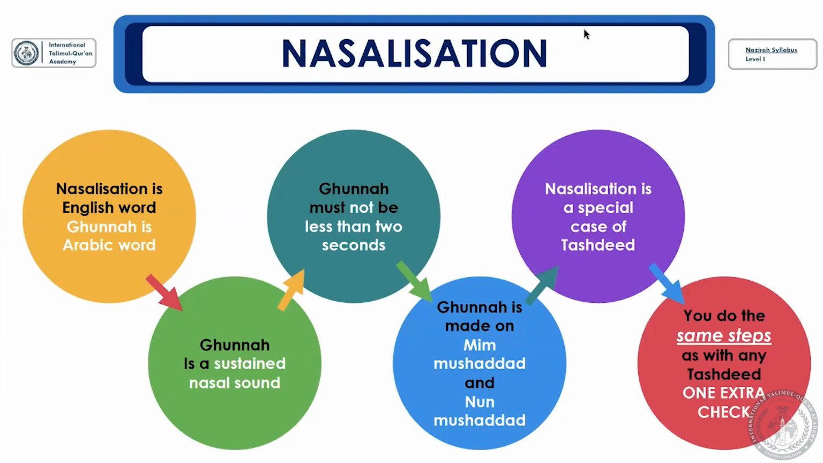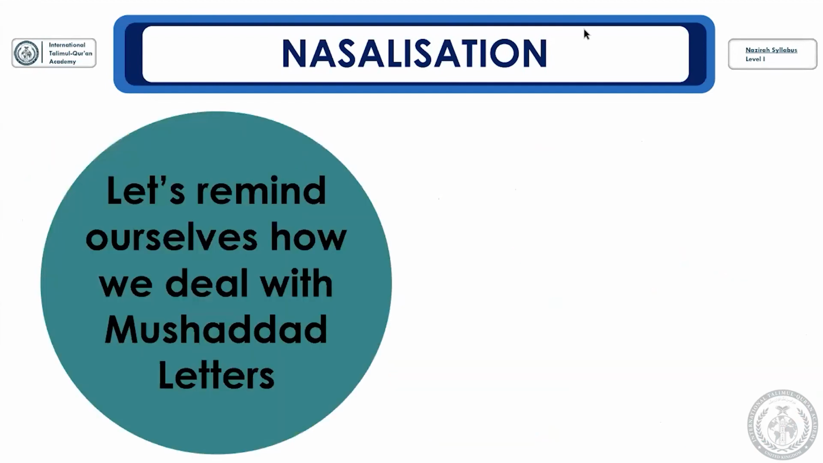And when you go through the steps of tashdid, for a mushaddad letter, there is just one extra check that you have to do in that step that we've covered before, to identify if you have to make the Ghunnah sound. So there's just one extra step that we add to the steps of tashdid in order to identify if it's a Ghunnah sound that we have to make. Okay, so first of all, let's remind ourselves how we deal with mushaddad letters.